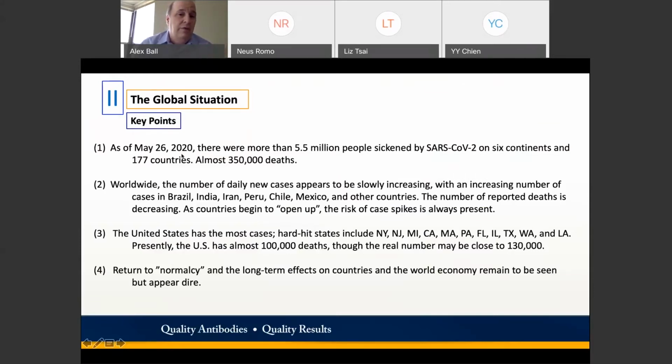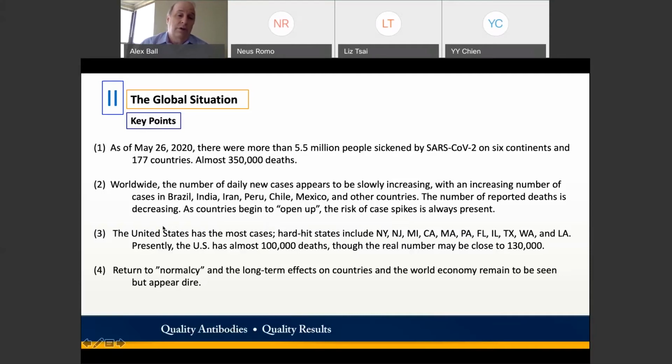So overall, if we want to look at the key points about the global situation, as of yesterday, there were more than 5.5 million people sickened by SARS-CoV-2 on 6 continents and at least 177 countries. There have been almost 350,000 deaths. Worldwide, the number of daily new cases appears to be slowly increasing, after plateauing, with an increasing number of cases in Brazil, India, Iran, Peru, Chile, Mexico, and among other countries. The number of reported deaths is decreasing, so that's the great news. The concern is, as countries begin to open up, the risk of case spikes remains an ever-present threat.